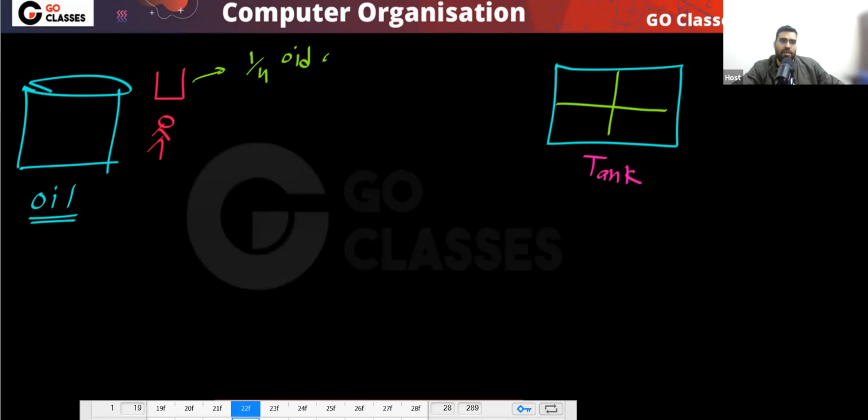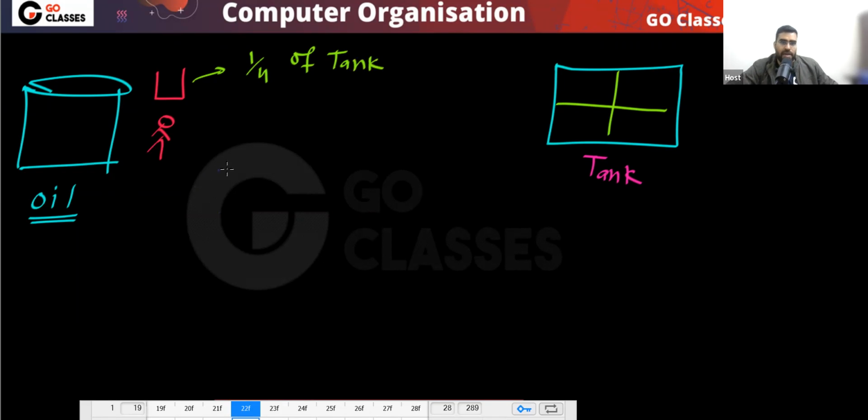Okay, now what do you need? Let me assume that you want to fill this tank. Again, there is this tank. You want to fill this tank, and you have a bucket. So this is you, and you have a bucket. Let's assume this bucket has the capacity of 25%. So this bucket can take almost 1/4 of the tank's oil. Let's assume this is the size of this bucket.